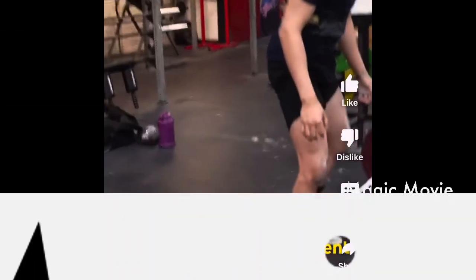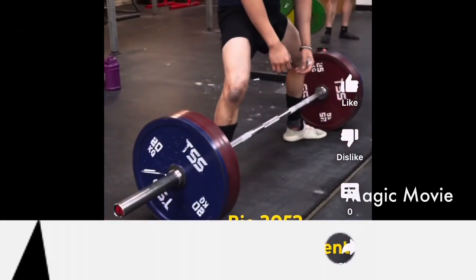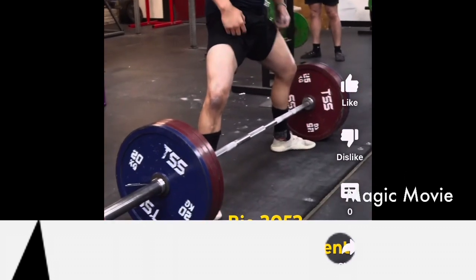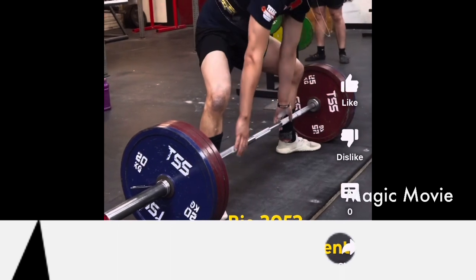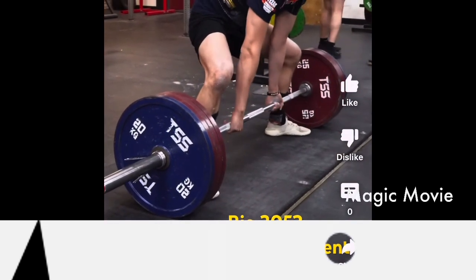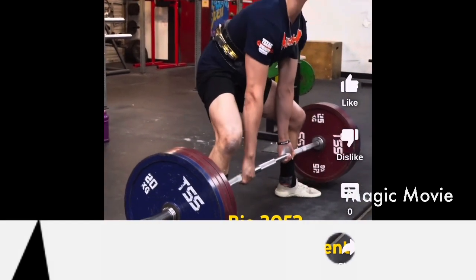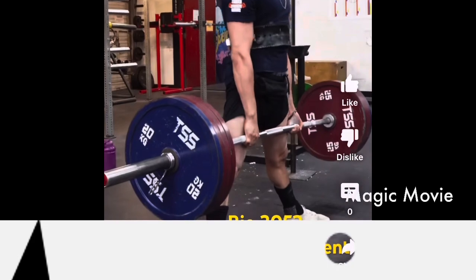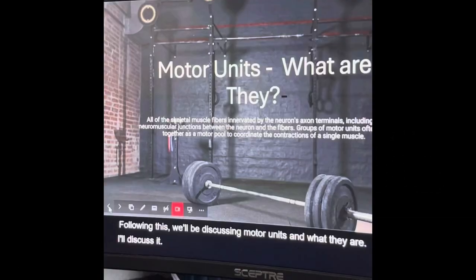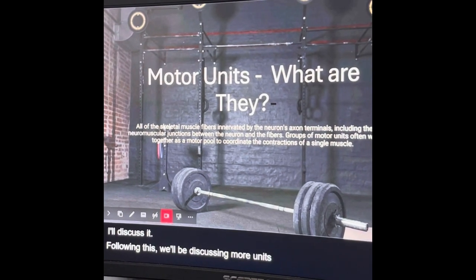Going over today's video, this is a clip of me lifting what seems to be 465 pounds. And what this has to do with anything right now would be motor units. I'll be discussing motor units in depth, what they are, how we learn about them, and just the basics of human movement and kinesiology. Following this, we'll be discussing motor units and what they are.